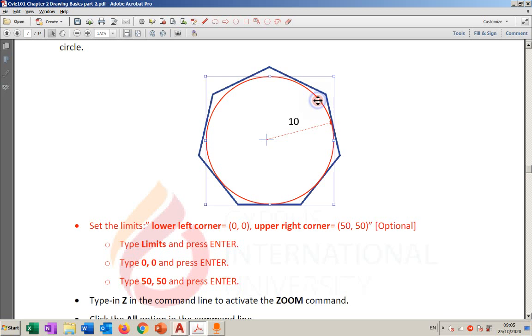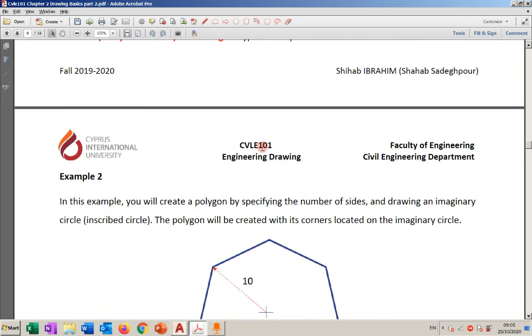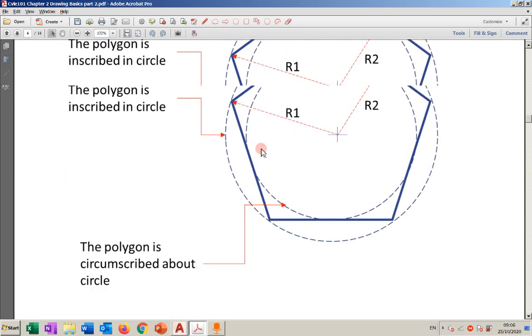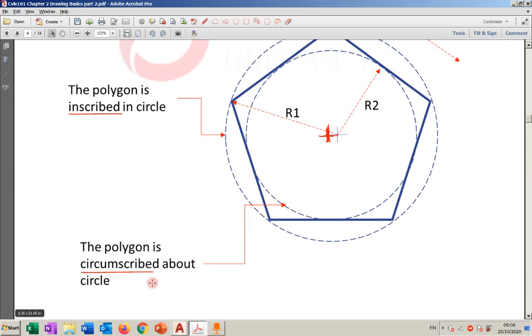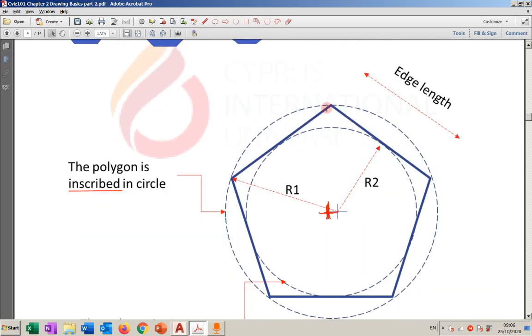So it depends on the information that will be given on the polygon. We will choose one of those two methods, whether inscribed in circle or circumscribed about circle. We have other methods. We have the edge method as well. Sometimes you may have only information on one edge.